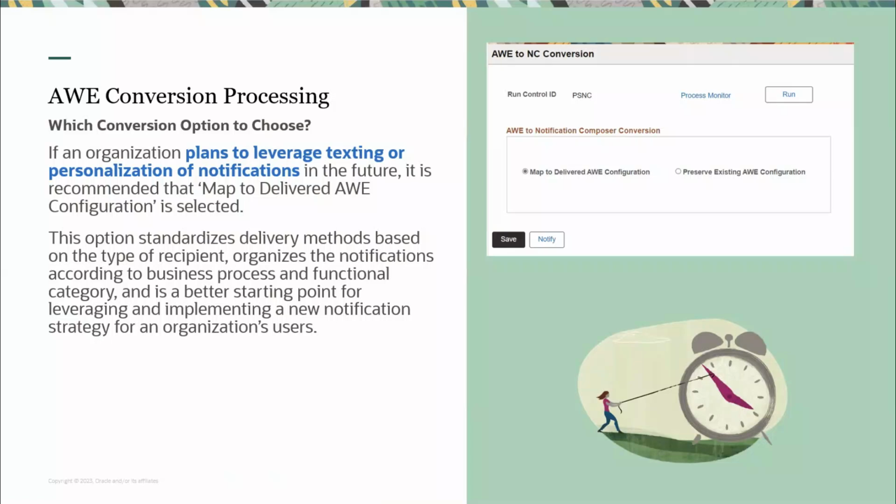So it's a better starting point because today, most customers have not implemented texting, and haven't leveraged notification name in any way unless they're an FSCM customer. I think in the very first session, we said that FSCM has done a couple of rounds of using notification name, whereas HCM has not. So on the HCM side, they've never had the ability for personalization. So if they do preserve existing AWE configuration, then you're not going to be leveraging all the new benefits of Notification Composer.